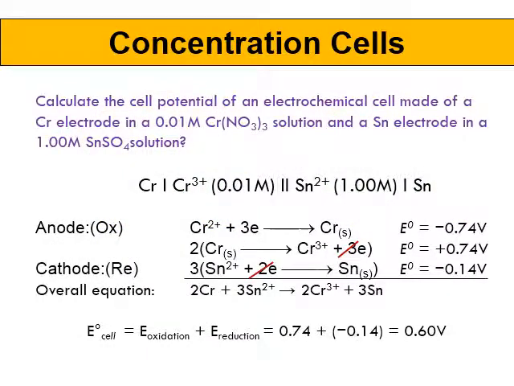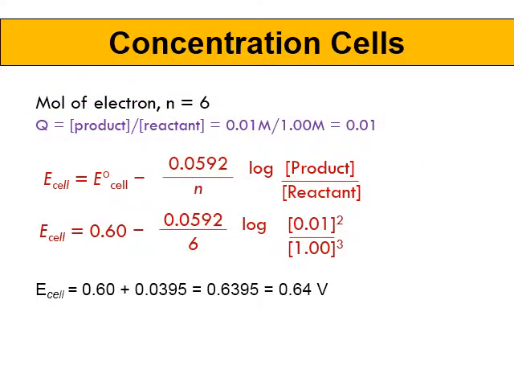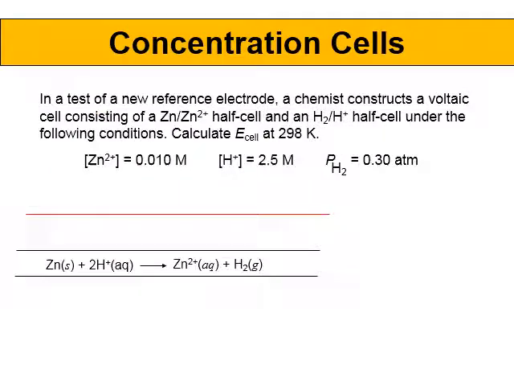Chromium 2. Which is the product? The product is chromium 2, and the reactant is 3 from the stannum, over 3. That's why. Please solve all of these. Solve the log first and then solve the rest. So you're going to get 0.6395, which is equal to 0.64, only two significant figures. Okay, so now we're going to see.